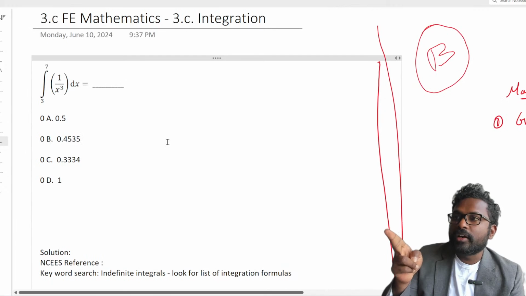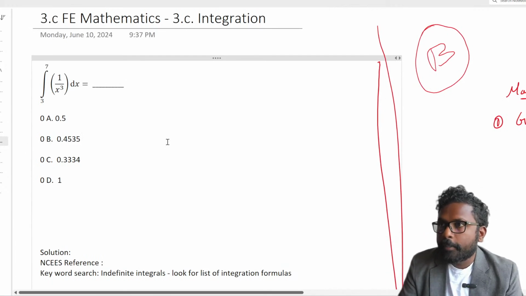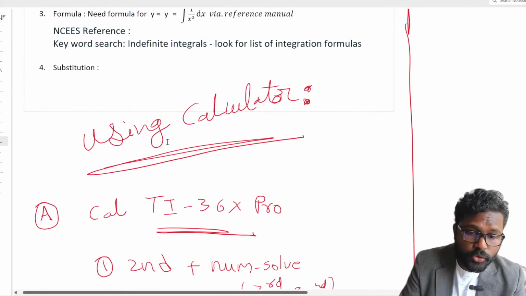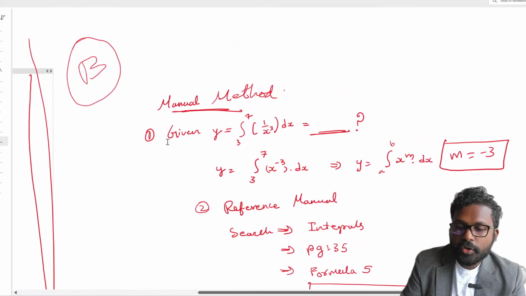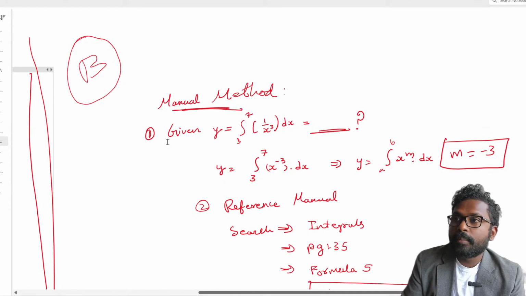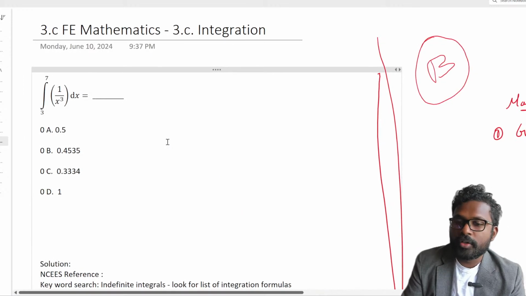But sometimes your calculator doesn't have the processing power to solve problems like this. And I'm not even joking. So make sure you always understand how to use your manual method, so that you won't end up in trouble in your exam, because this is an easy problem. This you should be able to score.